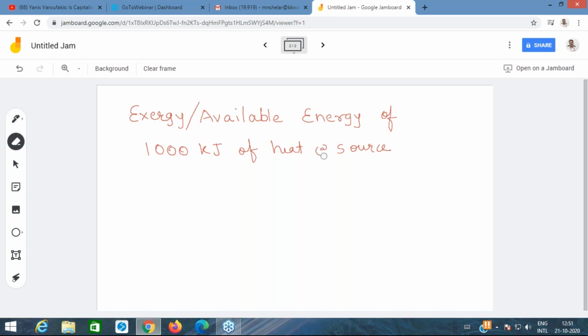Source which is at 1000 Kelvin. Okay, and let us say that the ambient, means surrounding temperature, is, let us say, 27 degrees centigrade. Okay, so I want you to calculate the available energy or exergy.